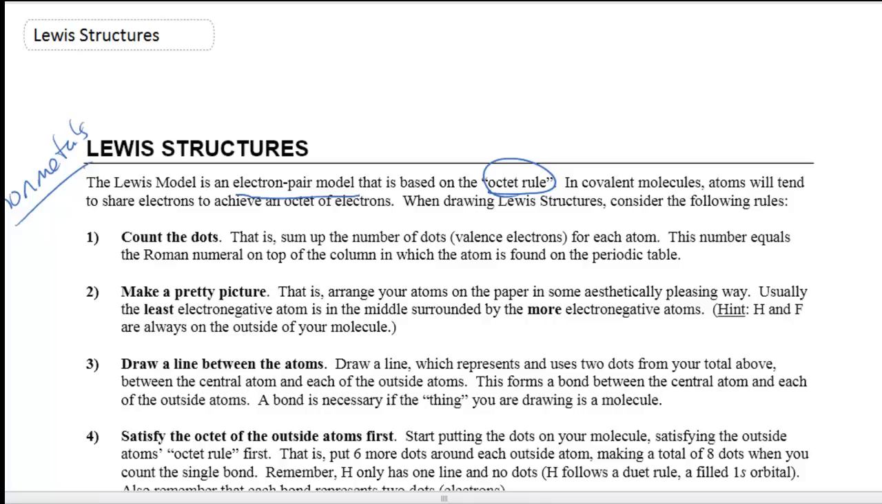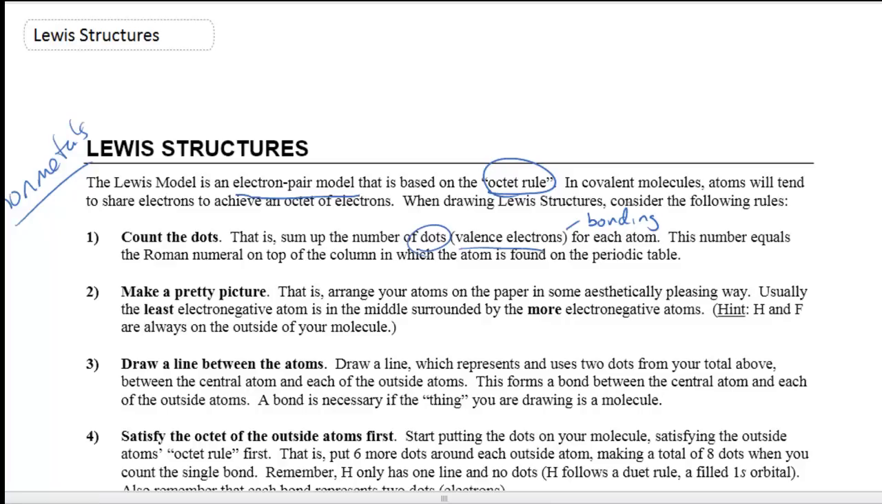So here are the rules that I like to use for drawing these. The first one, count the dots. So we're going to represent electrons as dots in these structures. And the electrons that we're going to count are the outermost electrons, the valence electrons. Those are the ones that are going to be involved in bonding. The inner core electrons are not going to be involved in bonding, just the outer valence electrons.